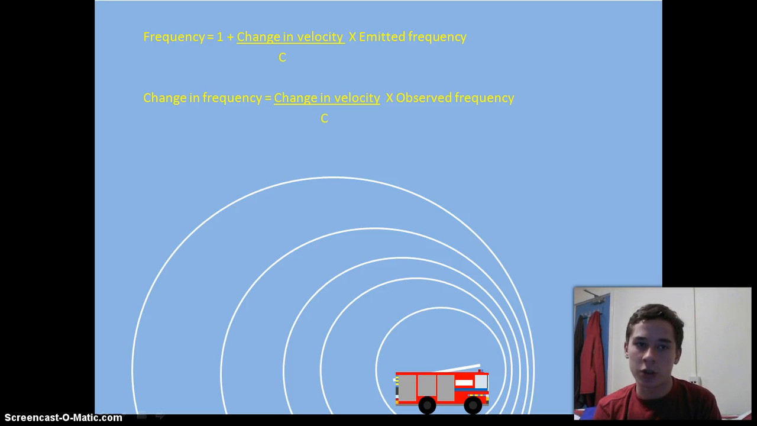There are equations which you can use. The observed frequency would be one plus the change in velocity over c, times the emitted frequency. Or there is the change in frequency, which equals the change in velocity times the observed frequency over c.